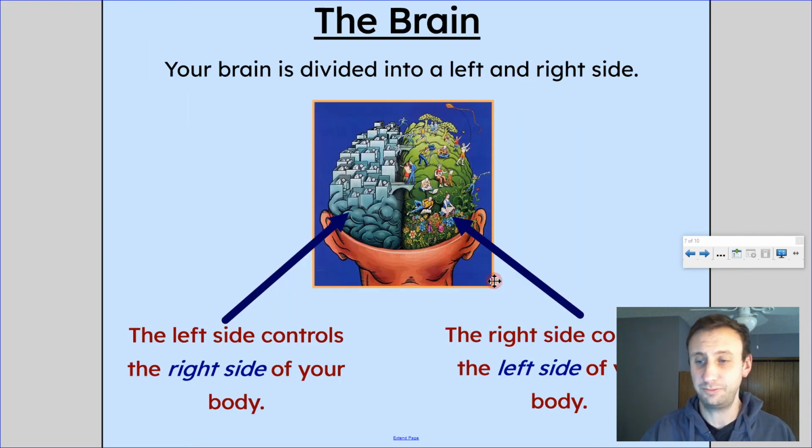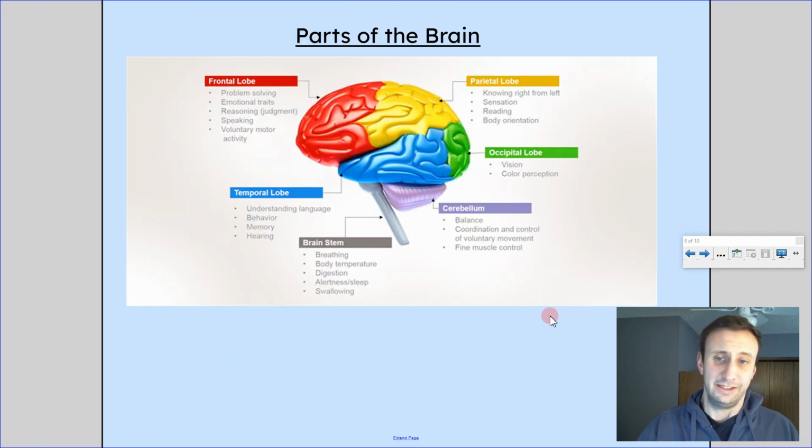And then also just know a little bit about the brain, that we have the left and the right hemisphere, that the right controls the left-hand side of your body and the left controls the right-hand side of your body. And you don't have to know this stuff, but it's just interesting.